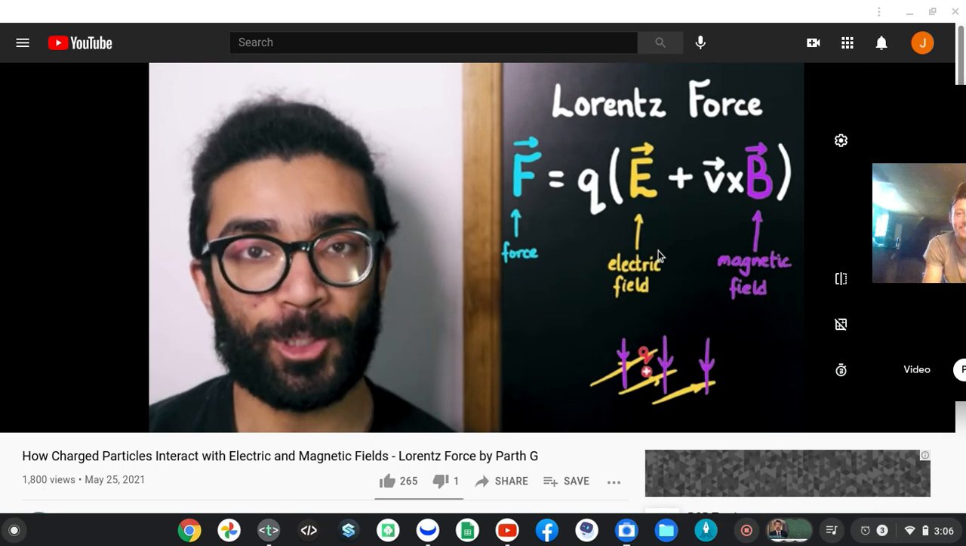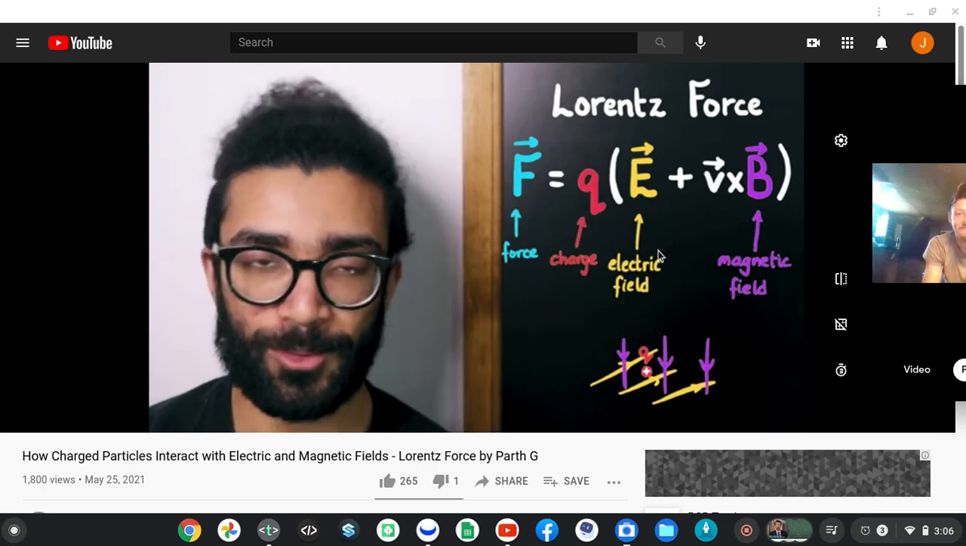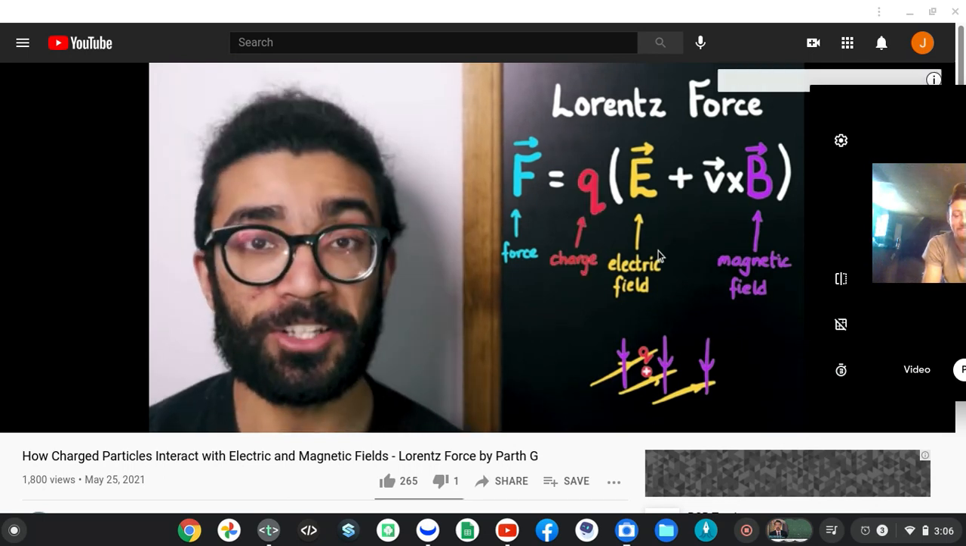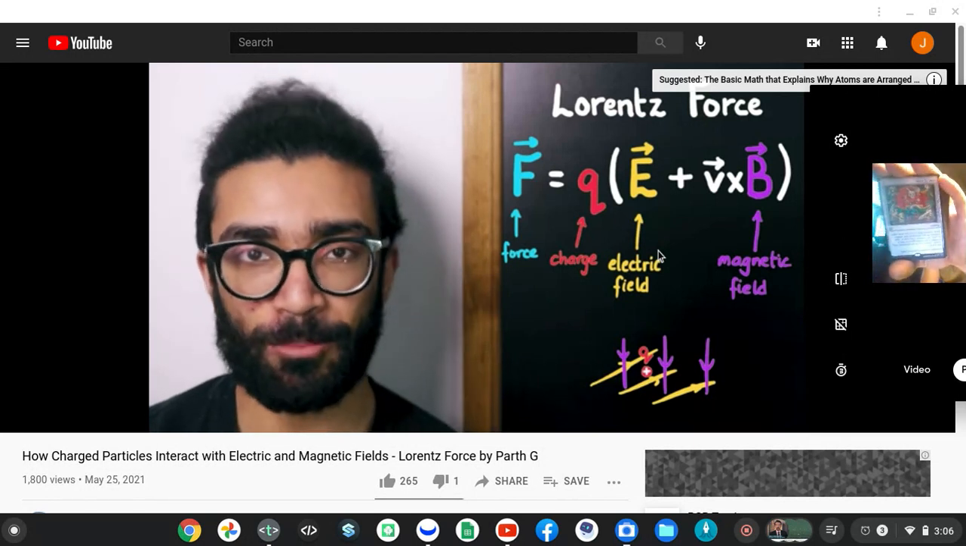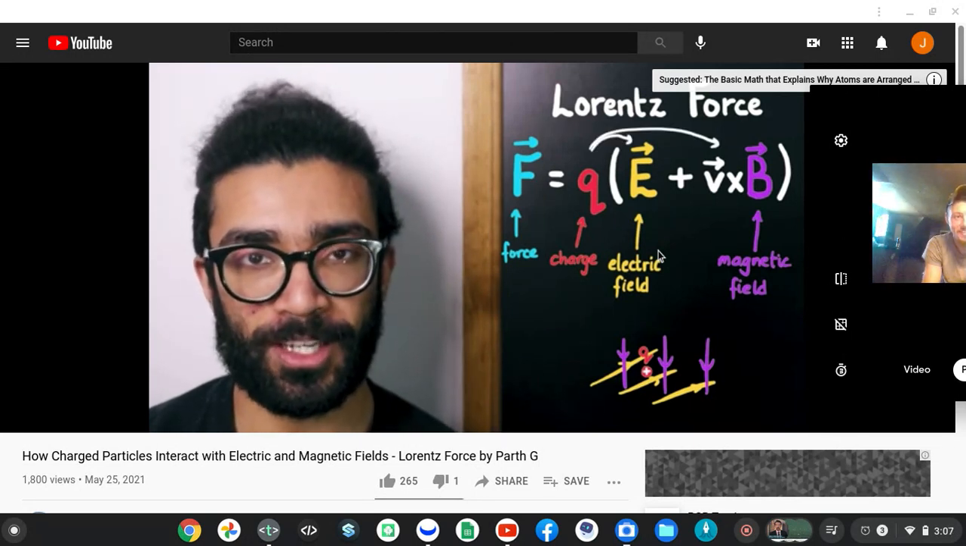In this case, the particle will have a charge Q. That's what this Q is representing in the equation. And a useful thing to do here is to expand the bracket by multiplying each of the terms by Q.